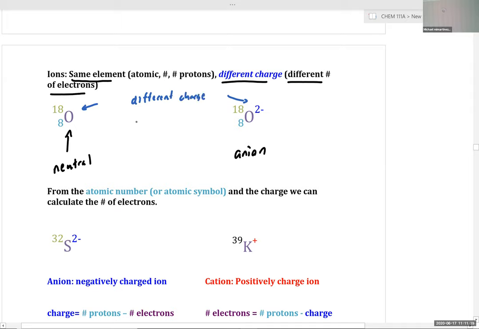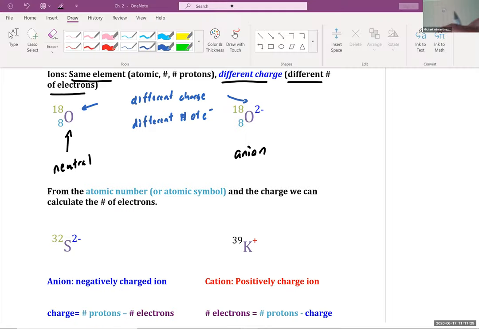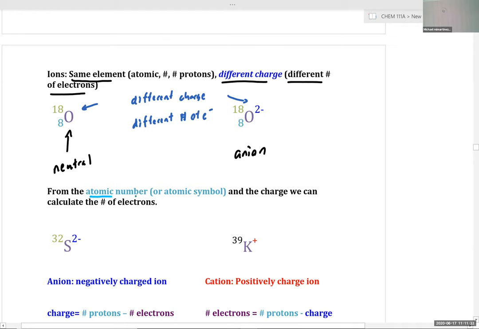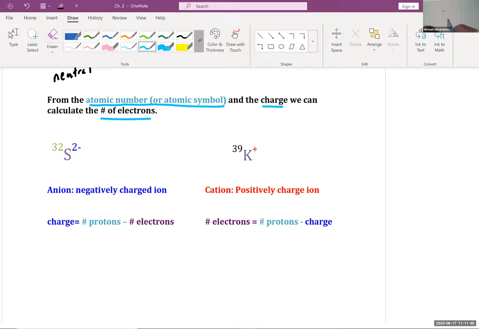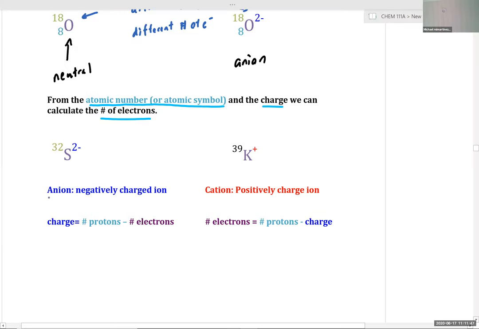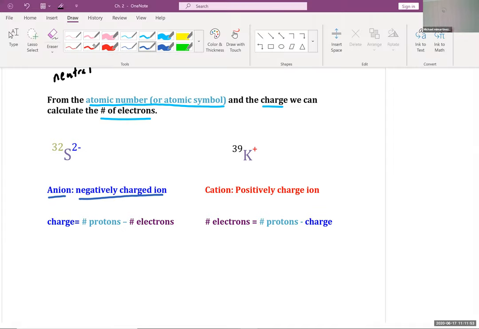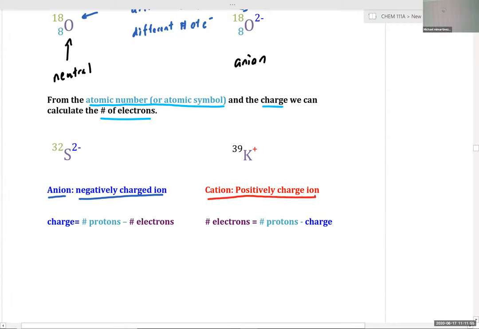Different charge, which implies a different number of electrons. Now, if we know the atomic number and the charge, we can calculate the number of electrons. In terms of naming different charged particles, an anion is known as a negatively charged ion, while a cation is a positively charged ion.